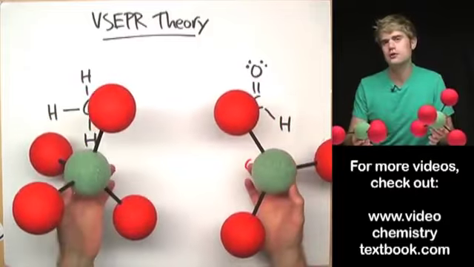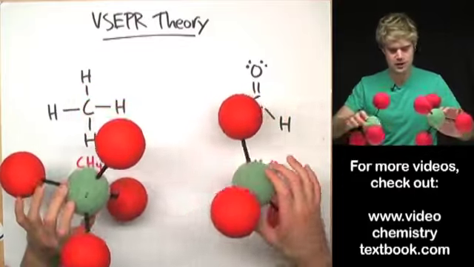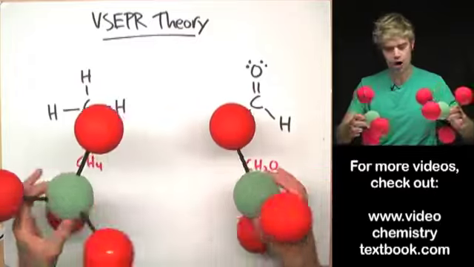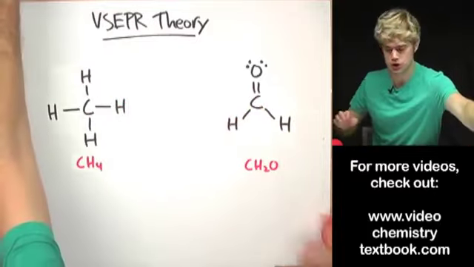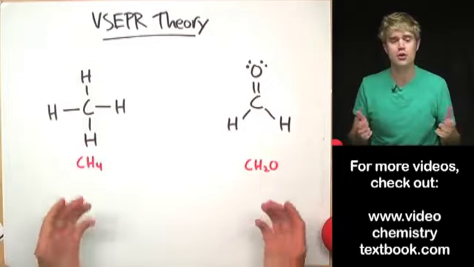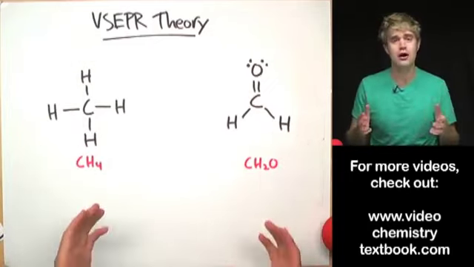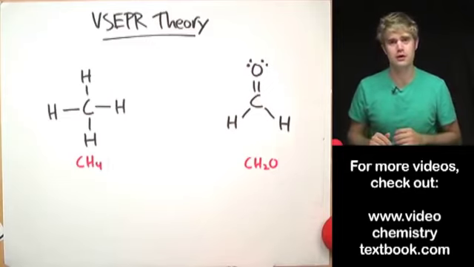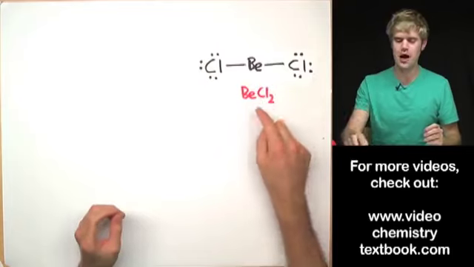Because molecules are actual things in real life, they have 3-dimensional structures that are often more complex than we can draw in 2 dimensions here. So let's take a look at some Lewis structures and figure out what the 3D shapes of those molecules would be. Here's our first example, beryllium dichloride.